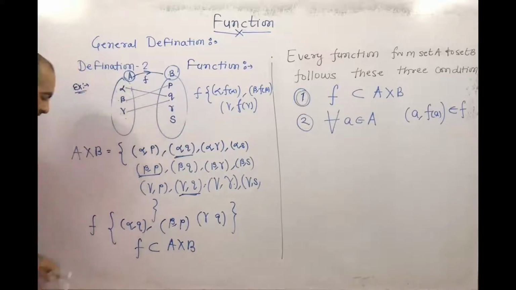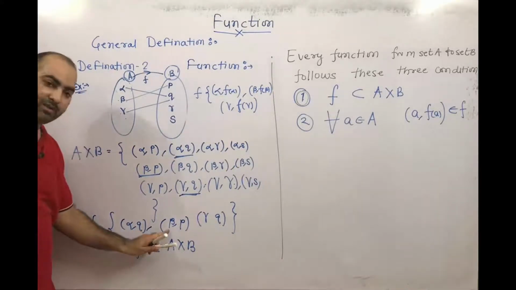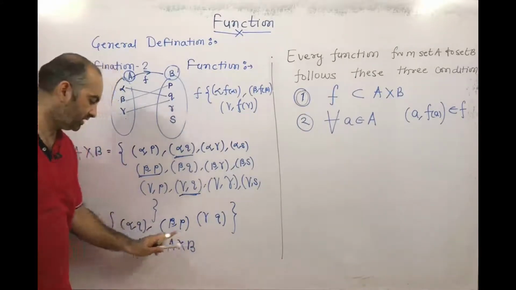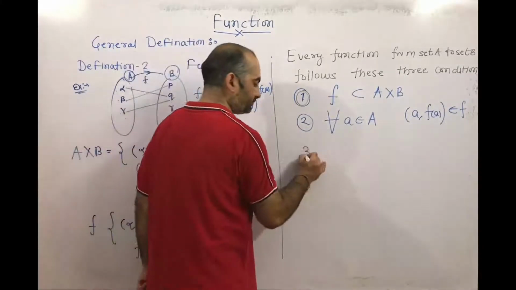So you can see F is: alpha, image is Q. Beta, image of beta is P, and gamma, image of gamma is Q. So it is present here. So this is called a function. Third point.